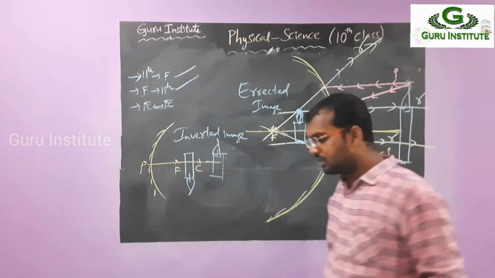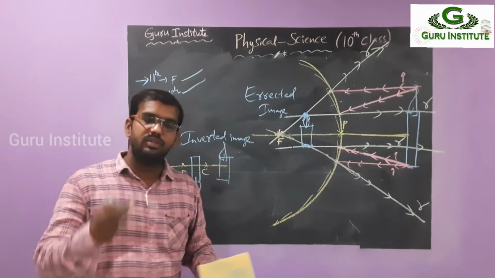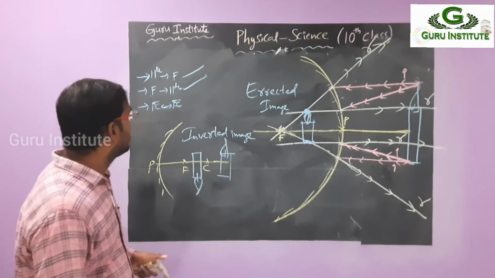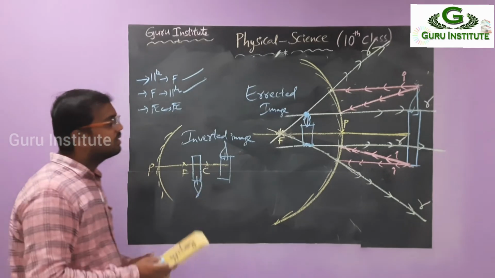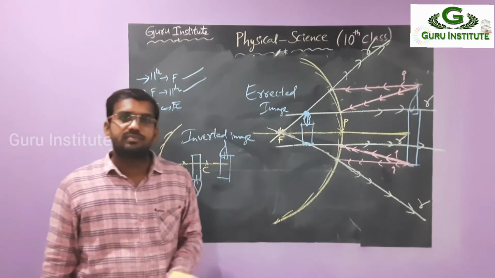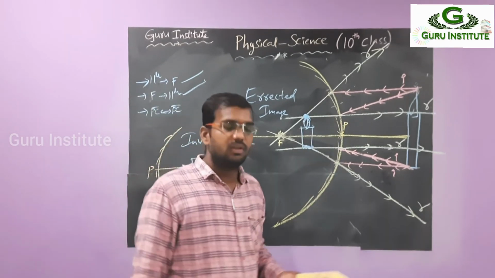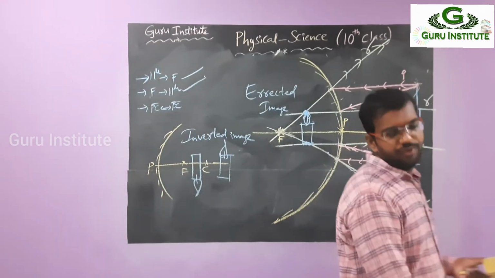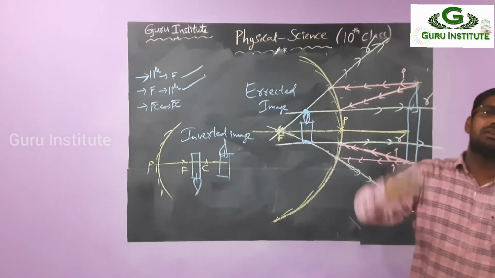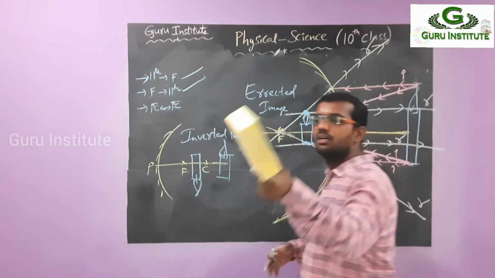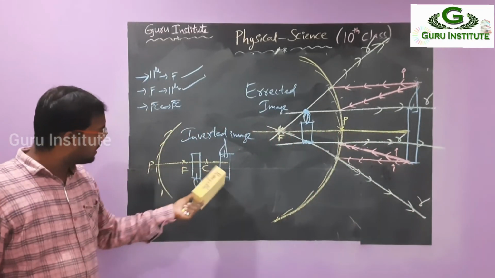Suppose you take a screen, that means some paper or some white cloth. If you keep it here, this image is formed on the screen. Here it is possible to keep the screen or paper. Have you ever gone for a film? On the film, the projection takes place. The total reel is shown in the movie on the screen. That means you are getting the image, right? So, like that only, here I am getting the image.